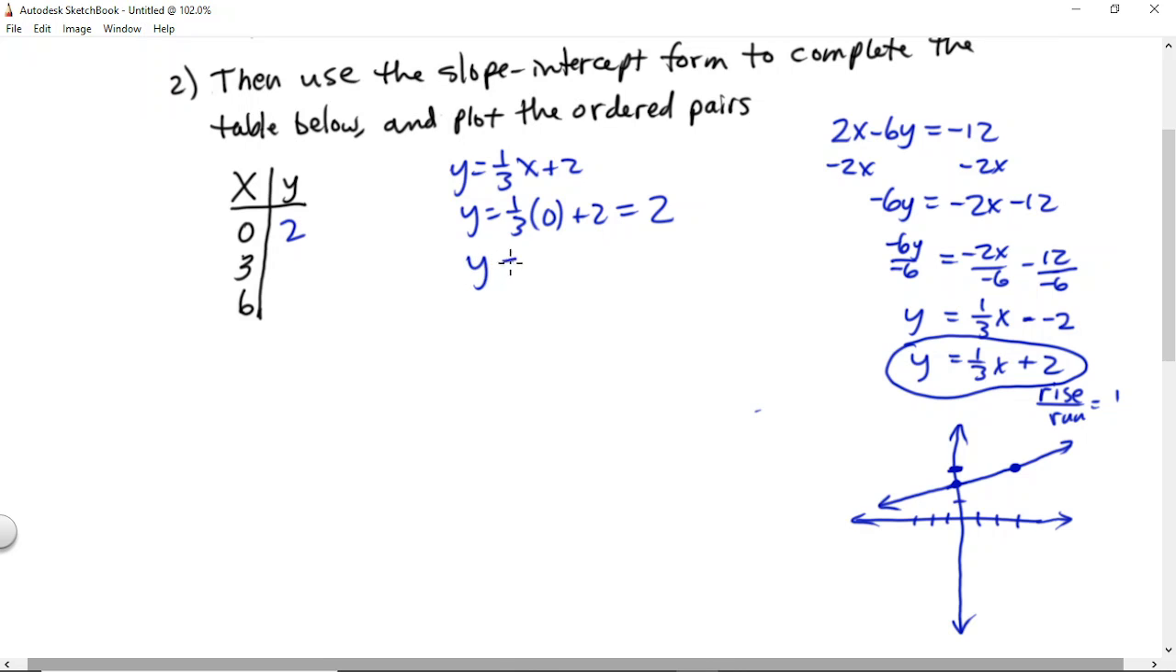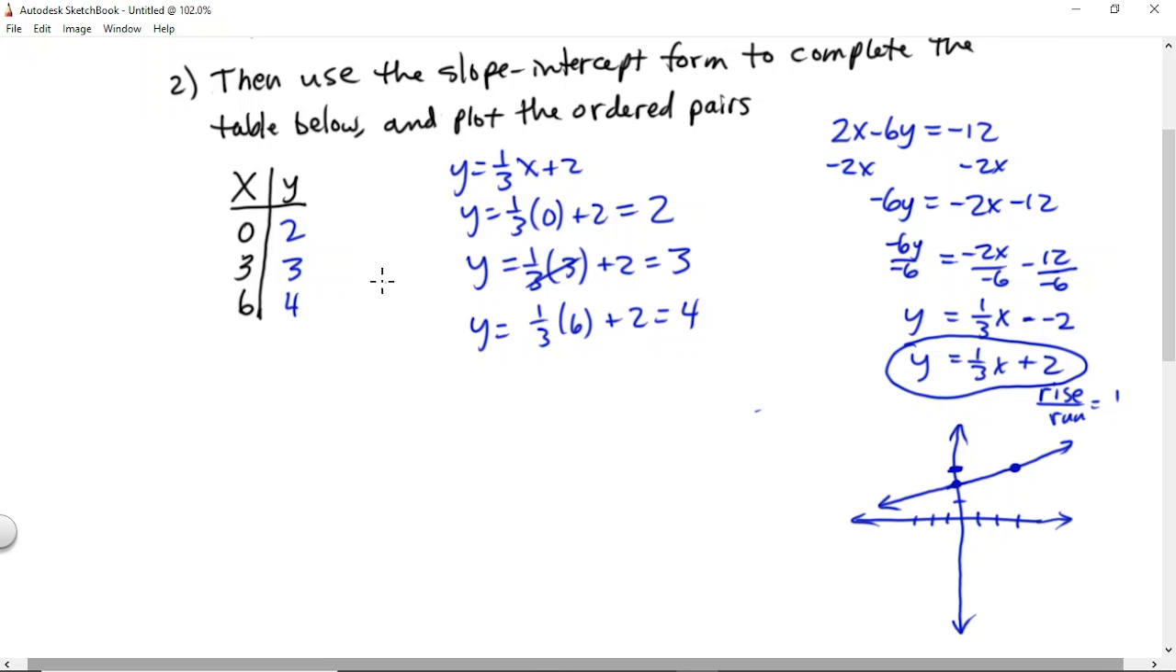Let's put in 3. And so that is 1 plus 2, which is 3. And then we'll put in 6. Okay, 1/3 times 6 is 2, plus 2 is 4. So we have, when x is 3, y is 3. When x is 6, y is 4.